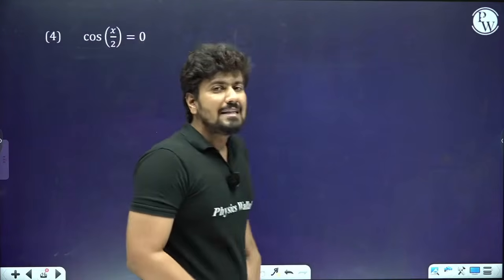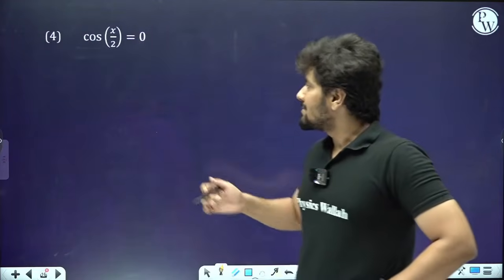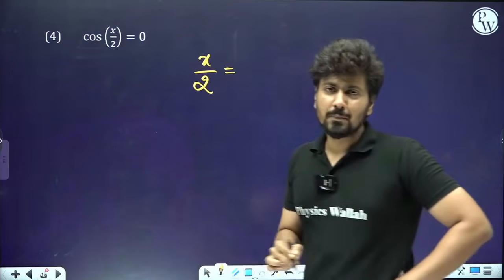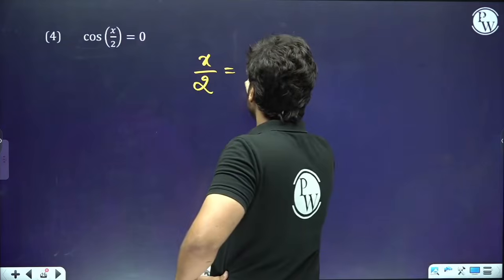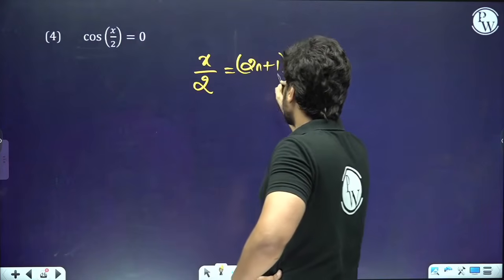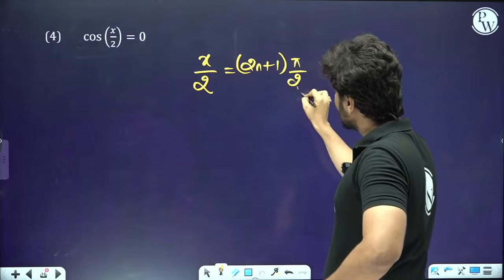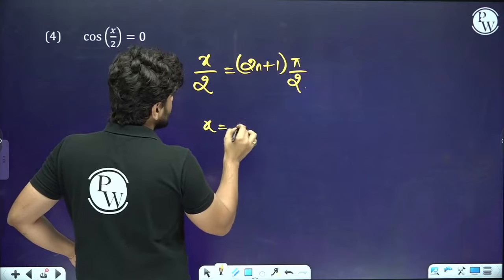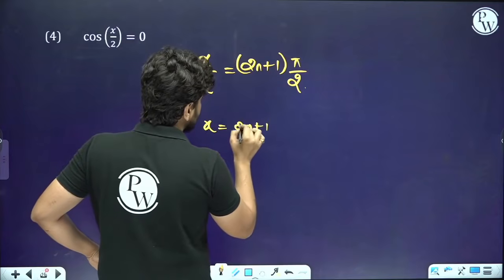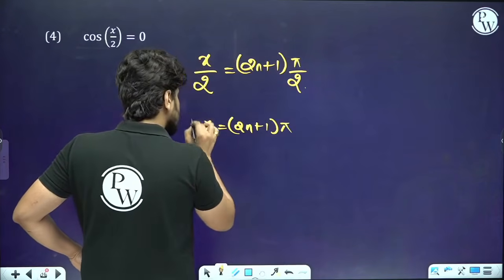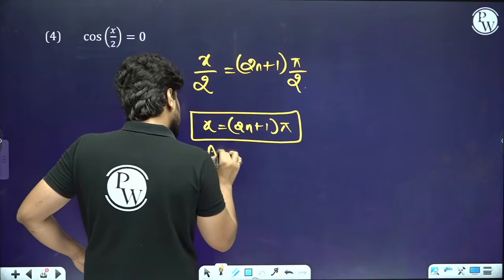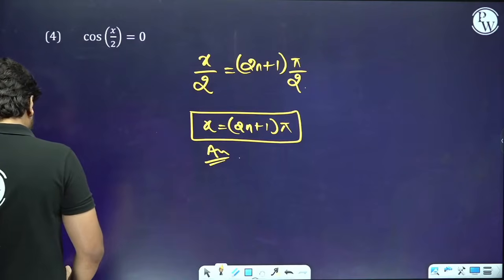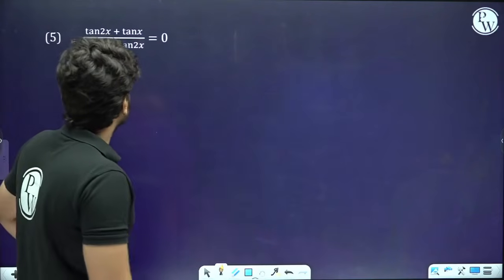Cos of x by 2 is equal to 0. So we know that cos becomes 0 when the input inside it, which is x by 2, should be equal to what? Odd multiple of pi by 2. So 2n plus 1 times pi by 2. So x by 2 is equal to 2n plus 1 times pi by 2. So x will be 2n plus 1 times pi. This is our answer for this question. X will be equal to 2n plus 1 times pi. Okay. Now, let's move ahead.